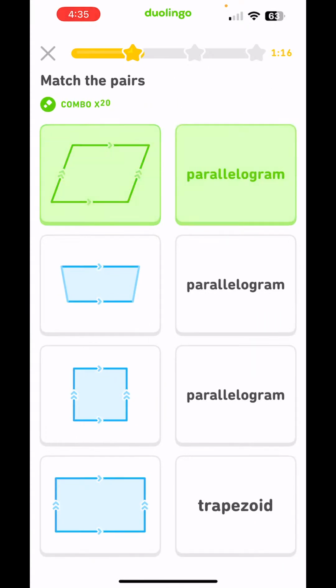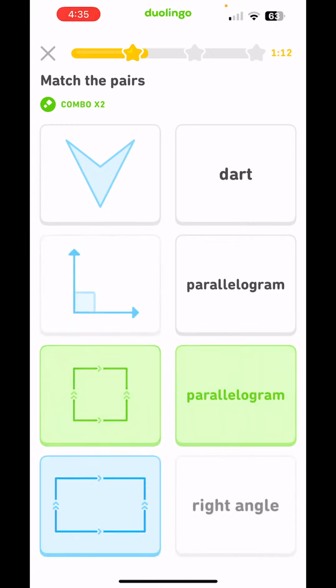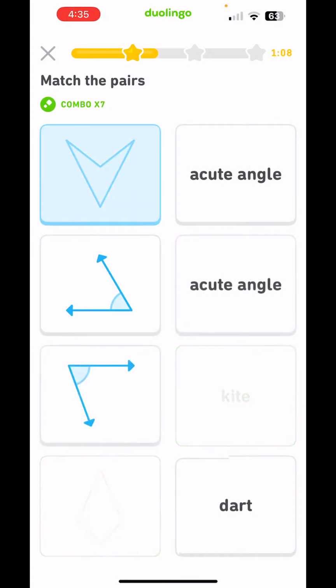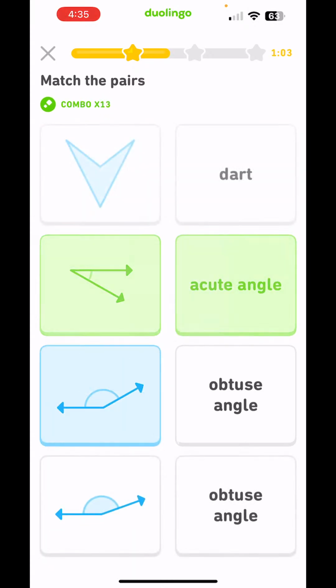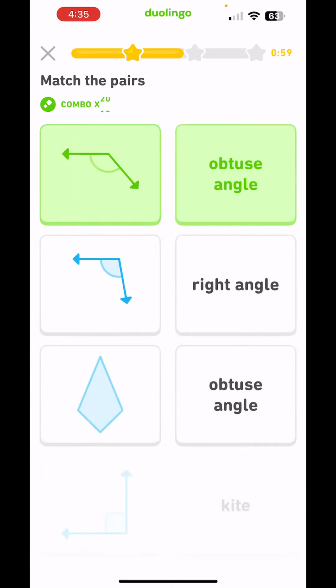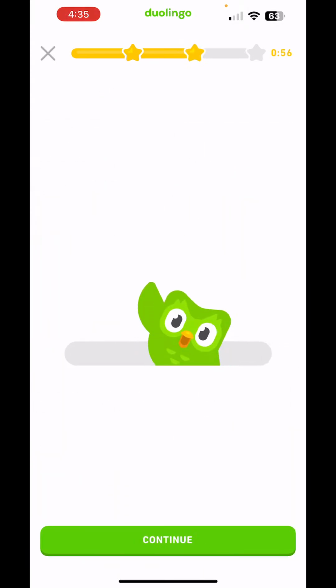All right, we have a parallelogram, it's a trapezoid, parallelogram, it's a dart, right angle, obtuse angle, kite, a dart, acute angle, parallelogram, obtuse angle, acute angle, obtuse angle, a dart, parallelogram, obtuse, it's obtuse, kite, right angle.